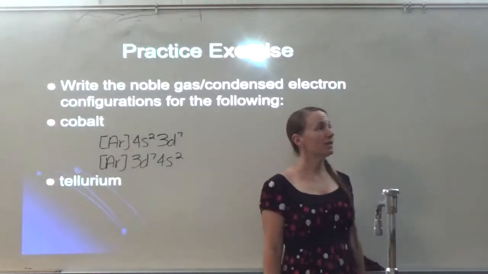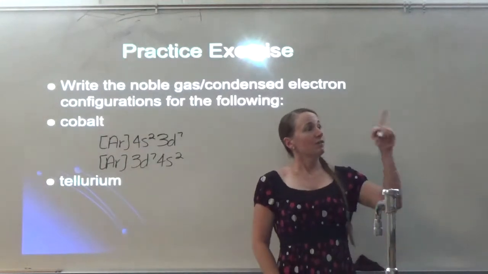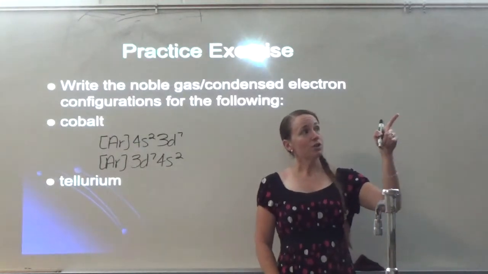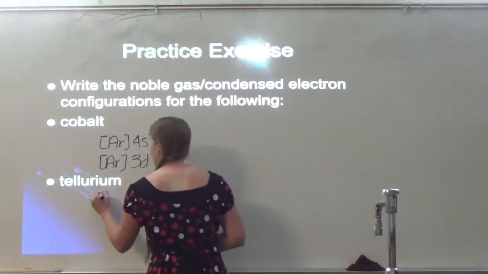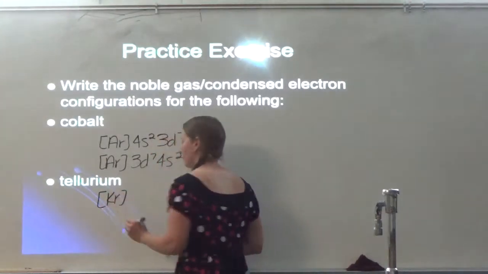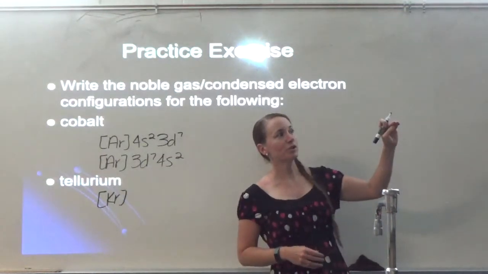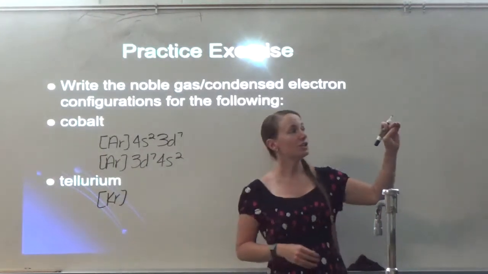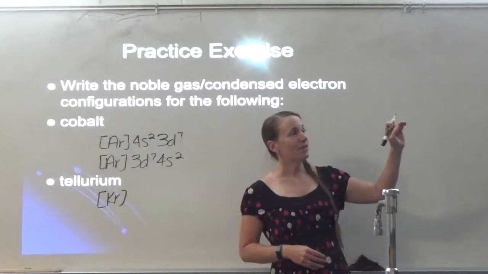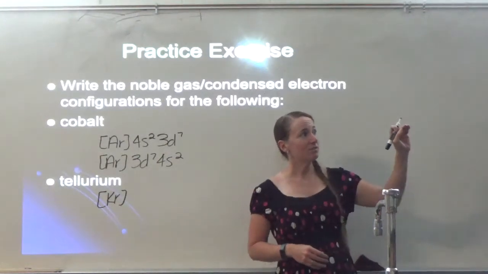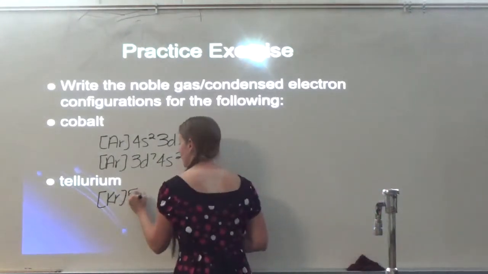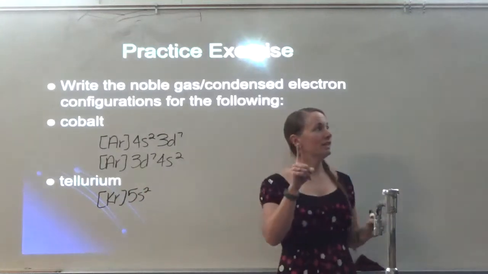Next we have tellurium, Te. So we find tellurium, number 52. So the noble gas before it is Kr. All right, so Kr is number 36. So that means I need to start at number 37 and work my way across to tellurium. All right, so I'm at 37. So I'm at Rb, so I'm at 5s2. So that gets me Rb and Sr.